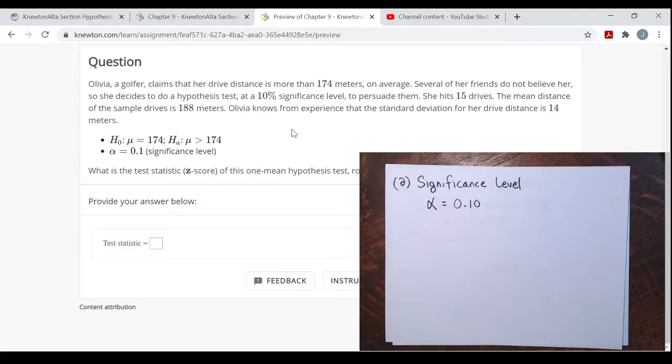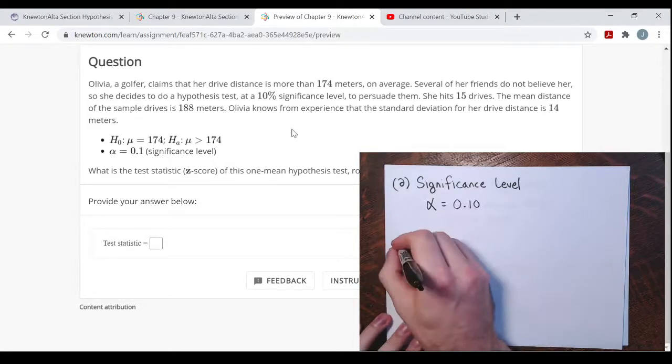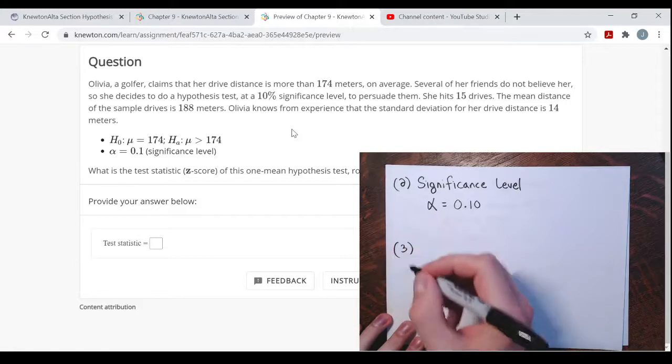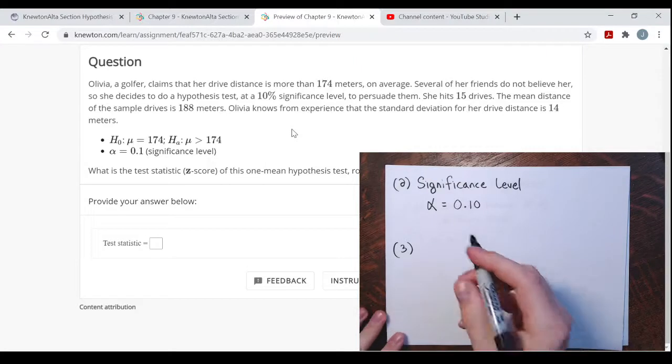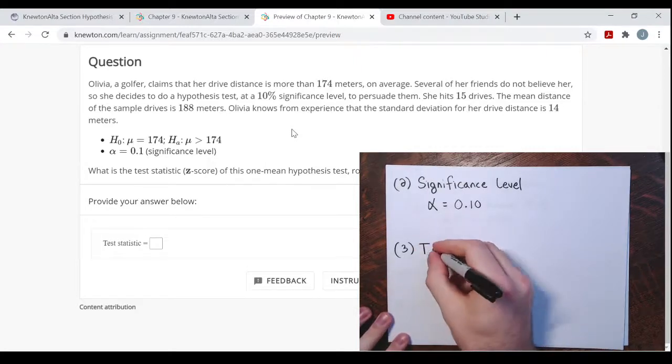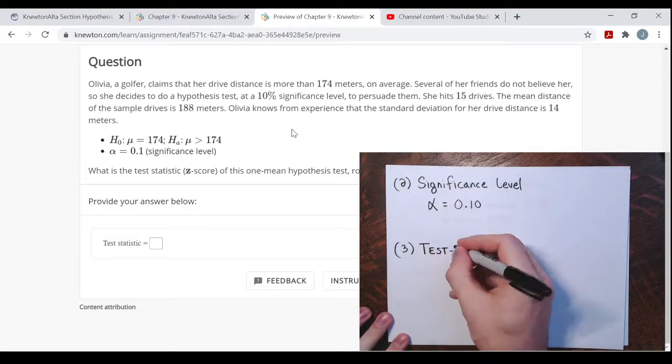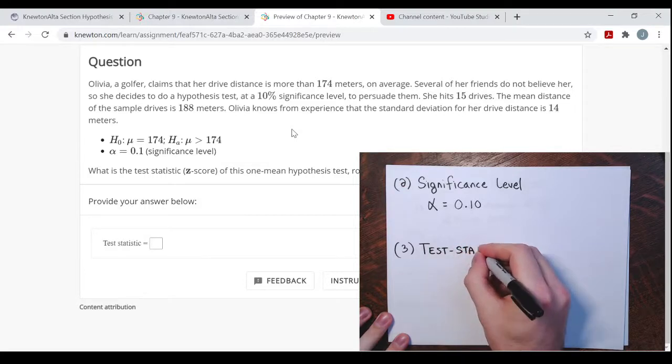All right, that's it for that step, just identifying the significance level, the alpha, for the test. Okay. Now a pretty big step: finding the test statistic of your sample.